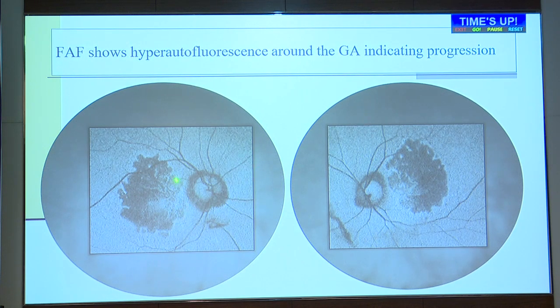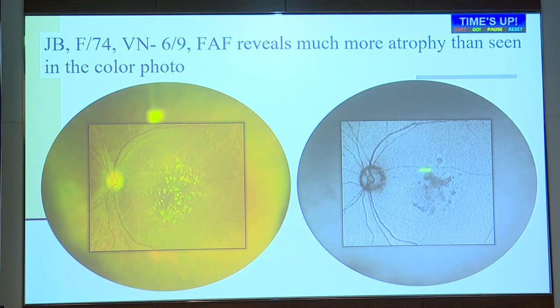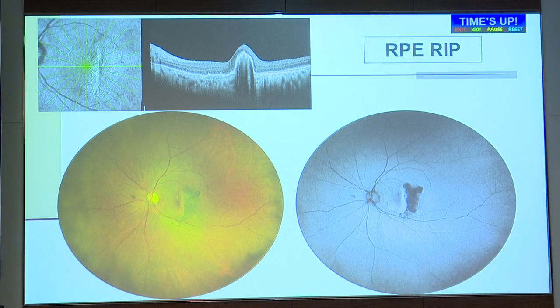So you can see the zone of hyperautofluorescence, which indicates the progression of the disease. Now, very often we have patients like this with dry AMD, and they have relatively good vision, and you wonder why they are complaining so much. That's because when you look at the autofluorescence, you can make out that these are all scotomatous areas. And when the patient says that his vision has gone down, and you see on a follow-up case, you can actually see these dark areas increasing.